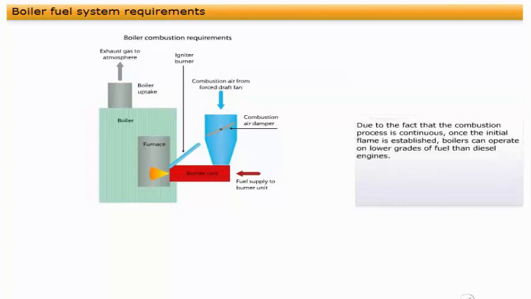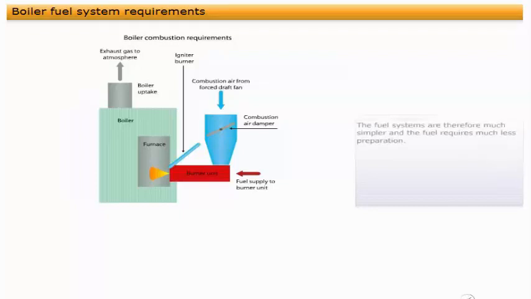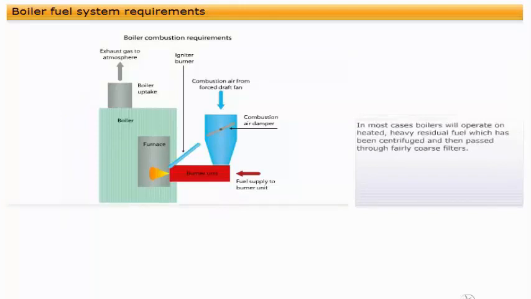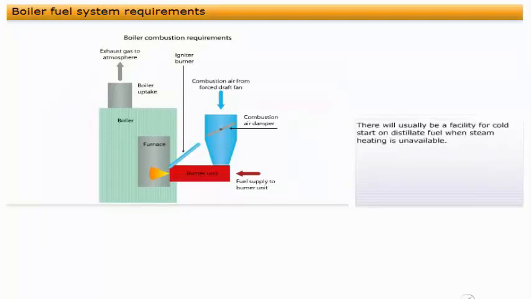Due to the fact that the combustion process is continuous, once the initial flame is established, boilers can operate on lower grades of fuel than diesel engines. The fuel systems are therefore much simpler, and the fuel requires much less preparation. In most cases, boilers will operate on heated, heavy residual fuel, which has been centrifuged and then passed through fairly coarse filters. There will usually be a facility for cold start on distillate fuel when steam heating is unavailable.